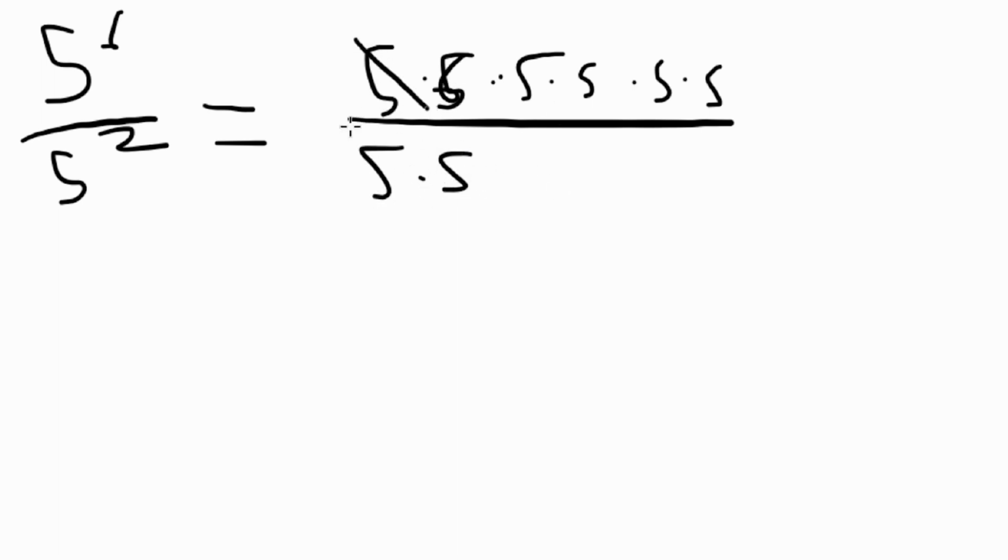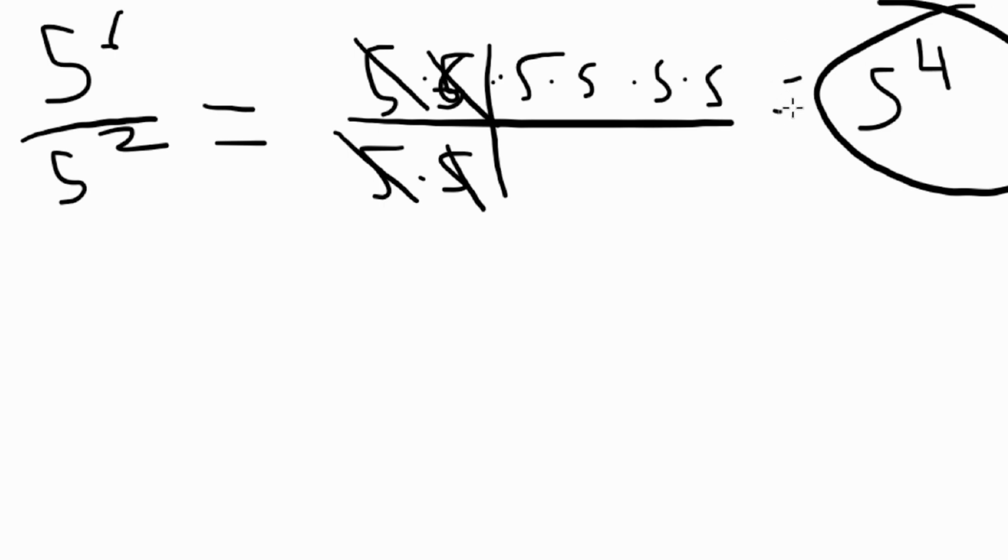Now you're going to want to cross these out because they cancel each other out, and you're going to be left with 5 times 5 times 5 times 5, which is 5 to the 4th power if you make that into a power again, because you have 4 5s multiplied by themselves. That's going to be your final answer.